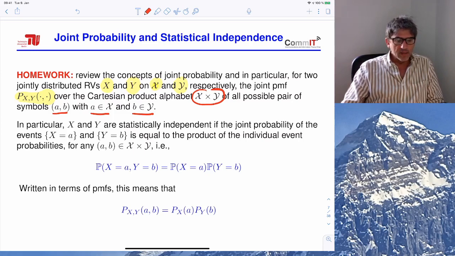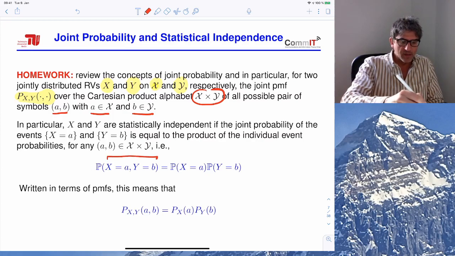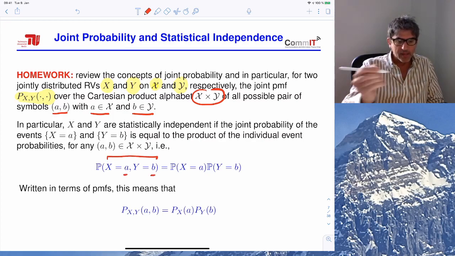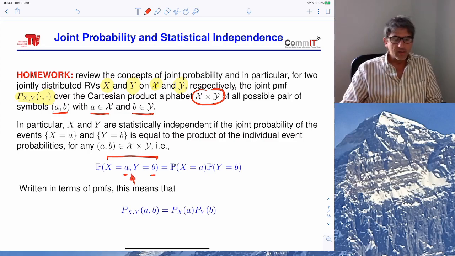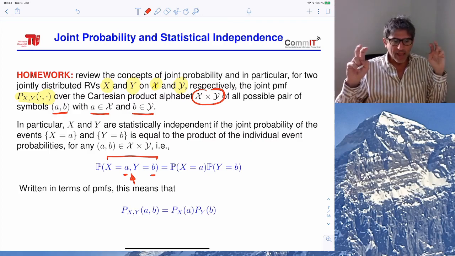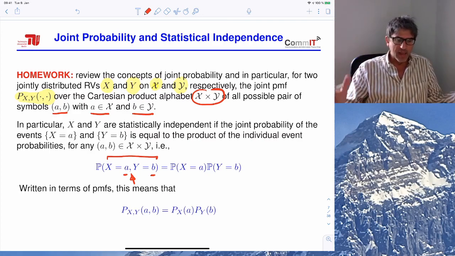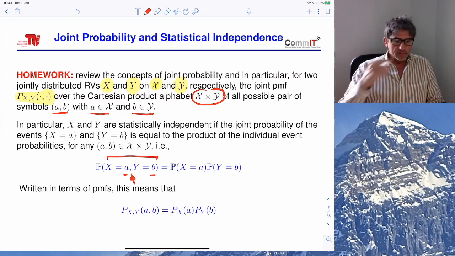And we are interested in the probability of the joint event that simultaneously X takes on value a and Y takes on value b. This comma in between is read in probability as "and". It's really like the logical AND. So it's simultaneously the AND condition: the conditions X equal to a and Y equal to b are simultaneously true.